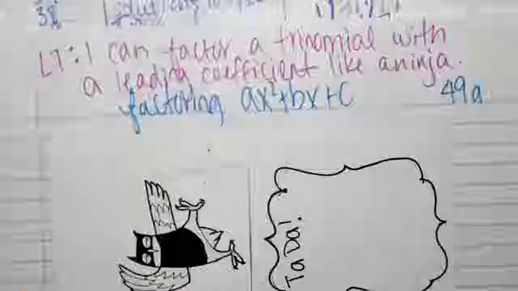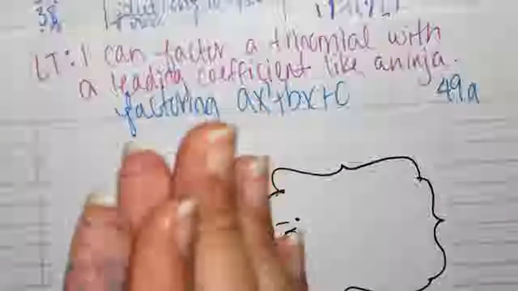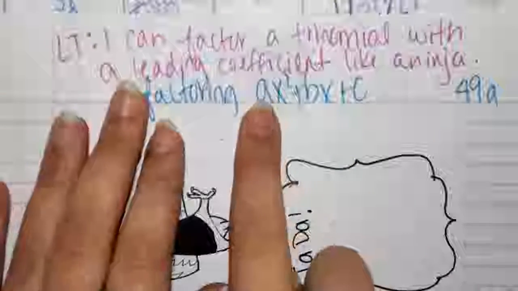So what we're going to learn how to do today is called the STAR method, and that's when you don't have a greatest common factor, but you have a leading coefficient.